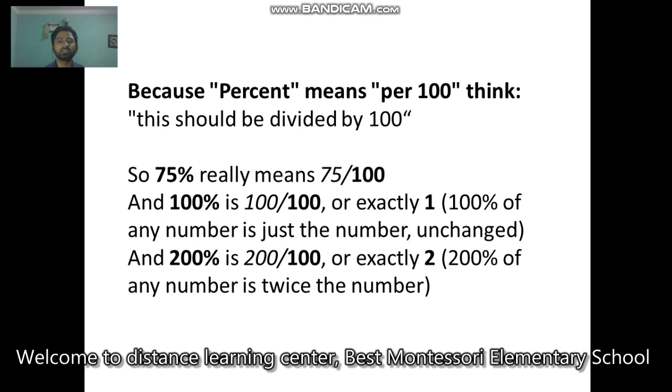Now, per 100, that means 75% is 75 out of 100, 75 by 100. 700% means 700 out of 100. And here is an example: 200% is 200 out of 100. That means we can say 2, twice of a number. Look, 200 is twice of 100.